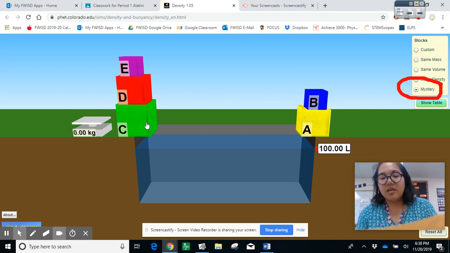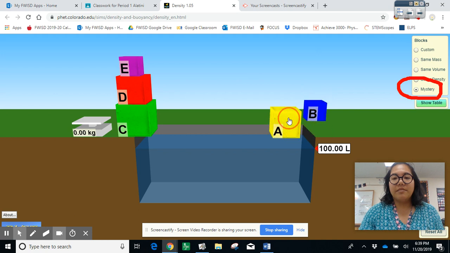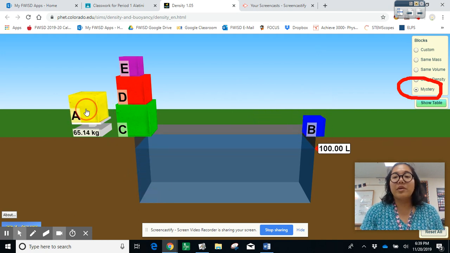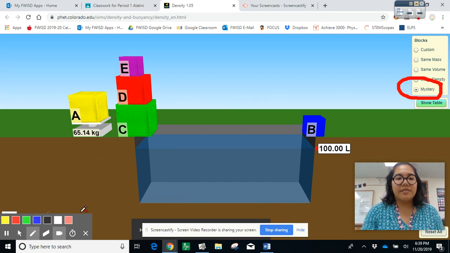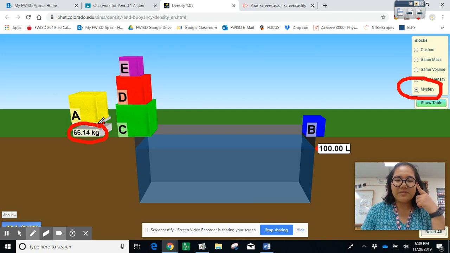Okay? So your mass, volume, and density. So first what I'm going to do is A. First thing I need to do, it says mass. I need a mass. Before I was given the mass, but now I'm not. So I'm going to take A, and I'm going to put it on the scale. Once I put it on the scale, you can see I get 65.14 kilograms. So I'm going to write down 65.14 kilograms. Okay.